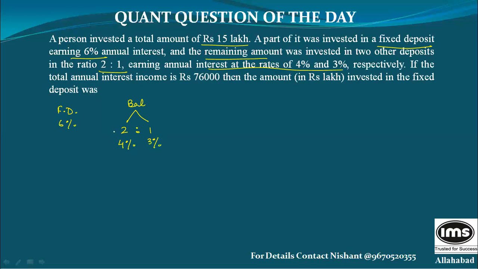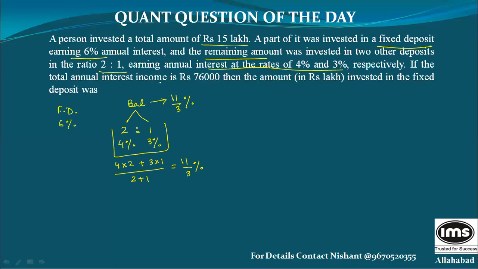So first of all, let us calculate net interest earned from this investment. For this, (4 multiplied by 2 plus 3 multiplied by 1) divided by (2 plus 1). This is 11 by 3%. So net interest earned from this balance amount will be 11 by 3% per annum.